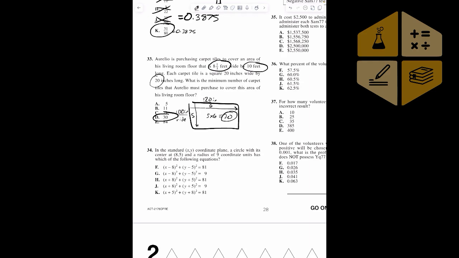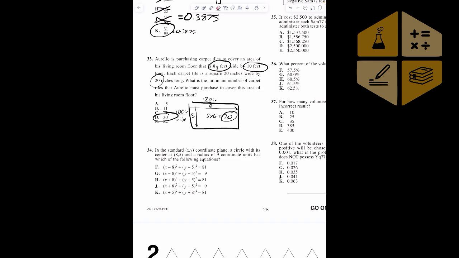Number 34, in the standard XY coordinate plane, a circle with its center at 8,5 and a radius of 9 coordinate units has which of the following equations? So if you can't quite remember the formula for the equation of a circle, you're just going to have to make your best guess. There's no point in spending minutes on this question trying to figure it out. There might be a way to graph it in a graphing calculator, but you don't have time to figure all that out right now, okay? Even if you graphed it, you're going to have to be playing with all these different answer choices. This is going to take forever.